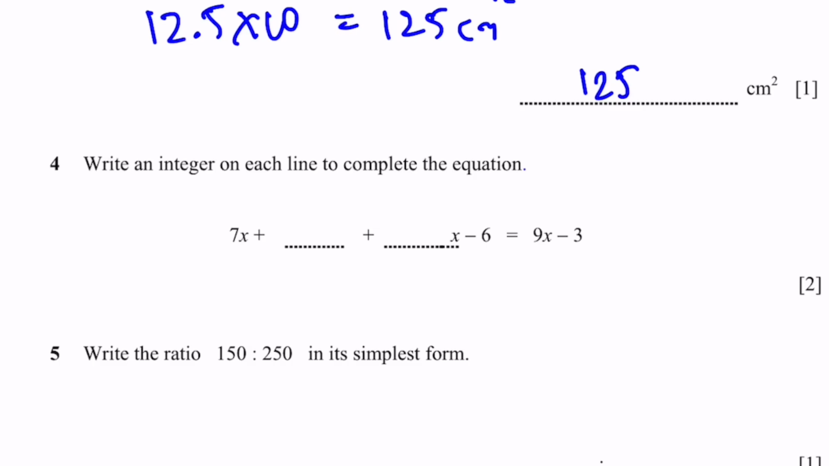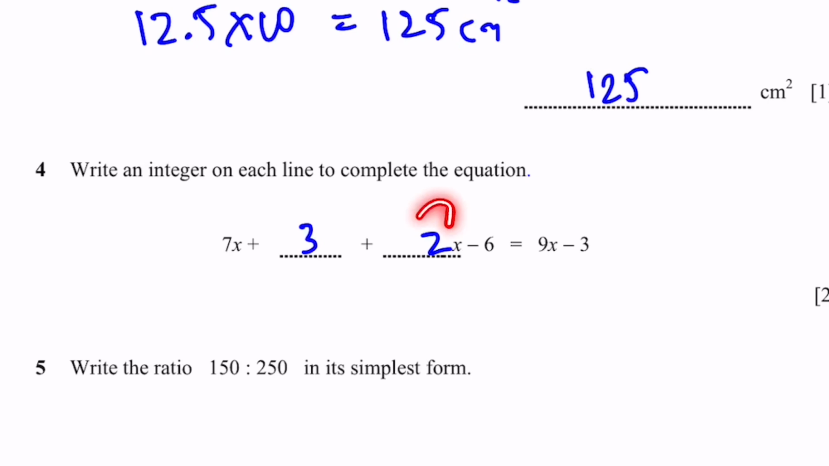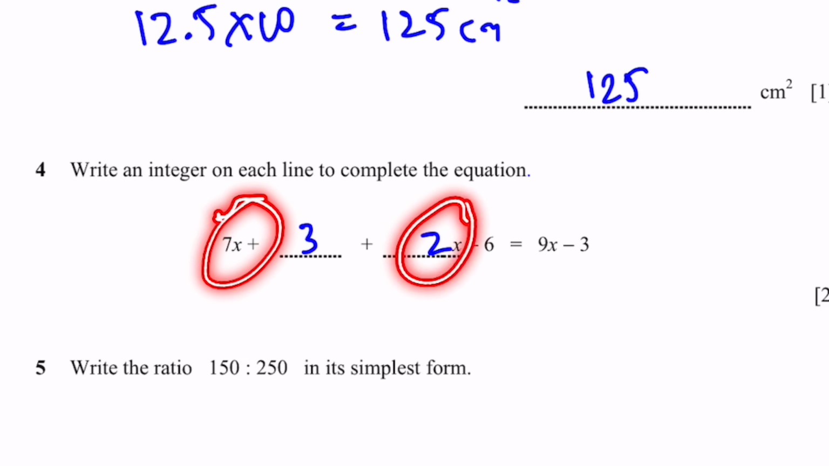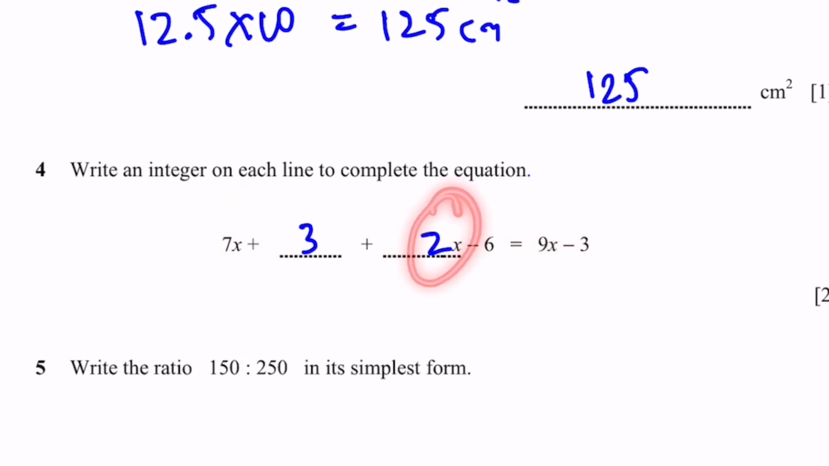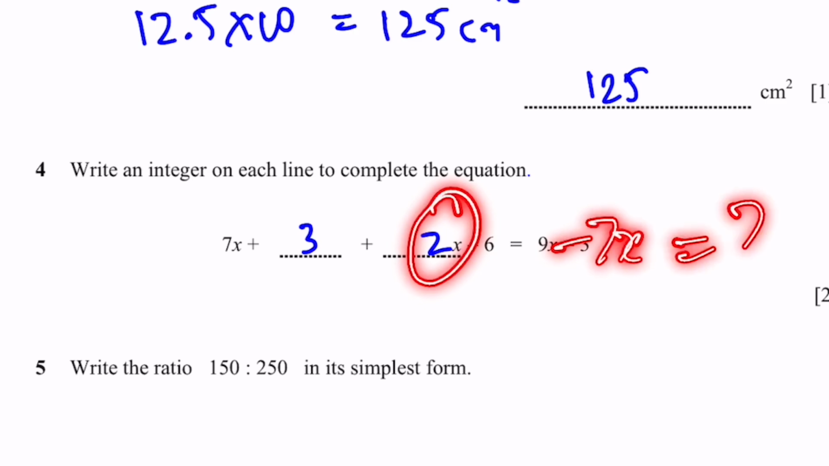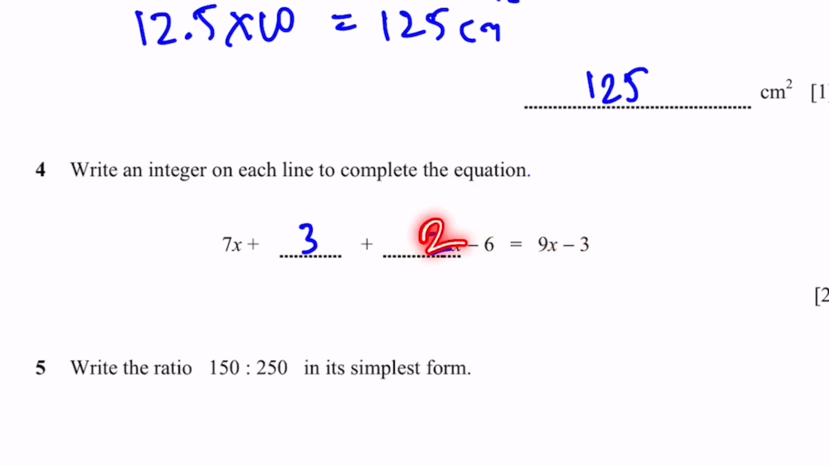Question 4. Write an integer on each line to complete the equation. 7x plus dash x minus 6 is equal to 9x minus 3. 7x plus 3 plus 2x minus 6 is equal to 9x minus 3. You can use the method of calculation and substitution. So why do we have 2x here and 3 here? 7x plus something x is equal to 9x. That means this something x is equal to 9x minus 7x, which is equal to 2x. And that's why this is 2.